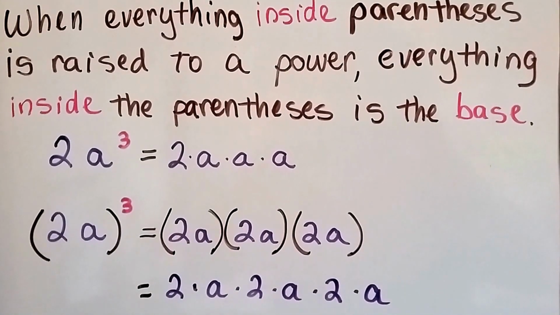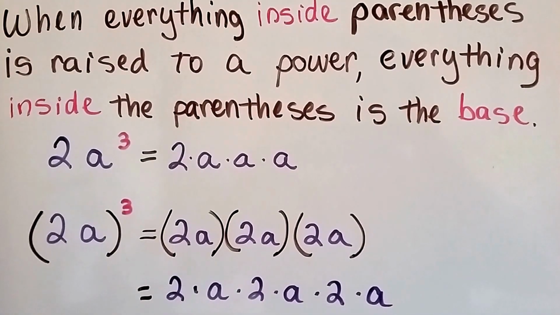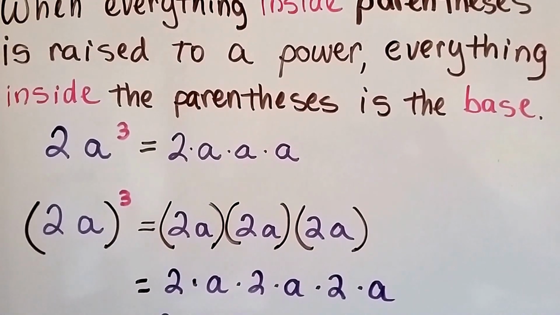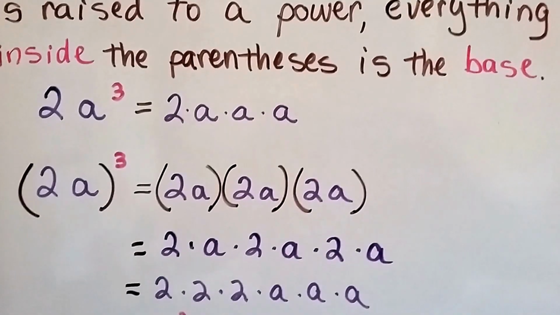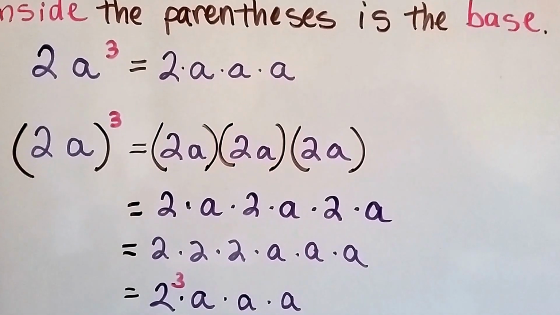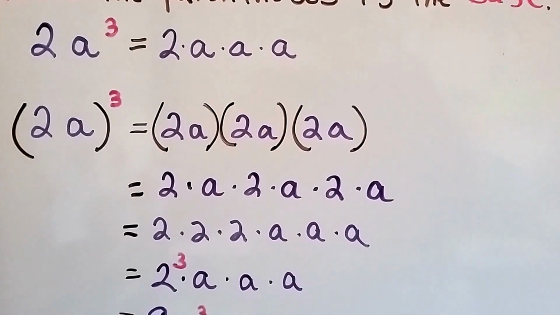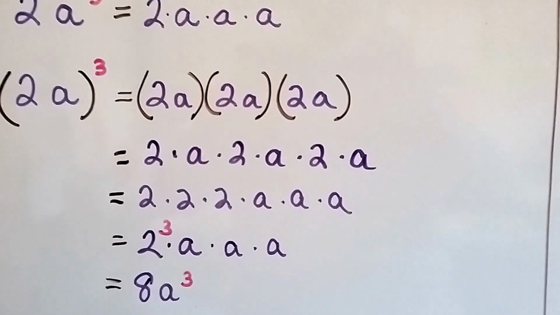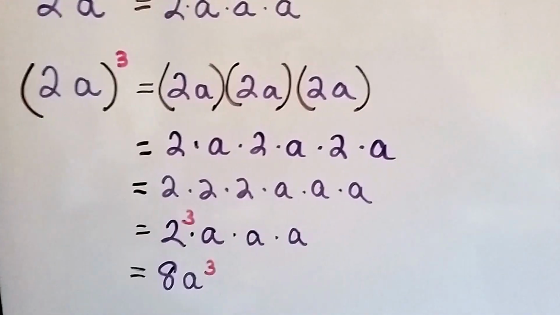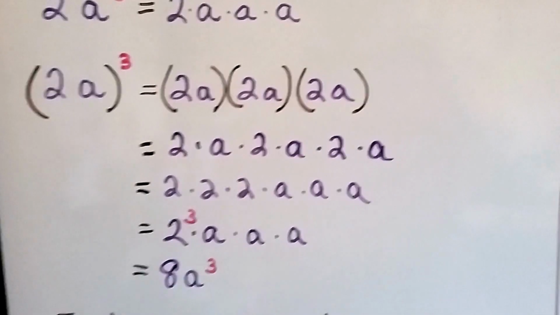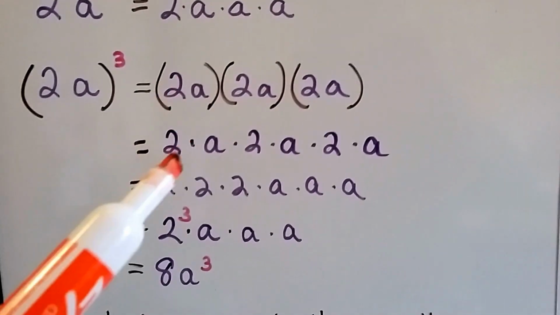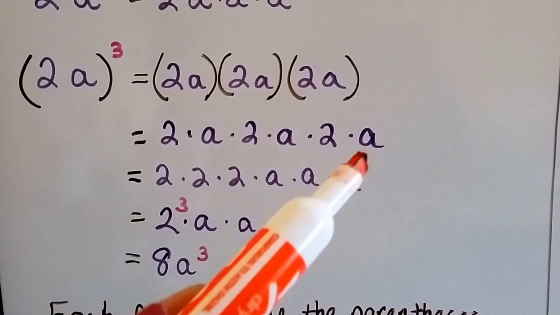And if we have 2a to the third power, it just means a is raised to the third power, not the 2. It would be 2 times a times a times a. When we have the little 3 exponent on the outside of the parentheses, that means the entire 2a is the base. And that is multiplied 3 times to itself. So we would have 2a times 2a times 2a. This is the same thing as saying 2 times a times 2 times a times 2 times a.